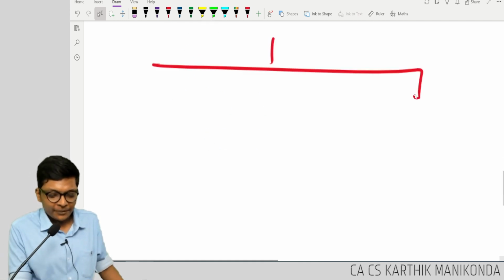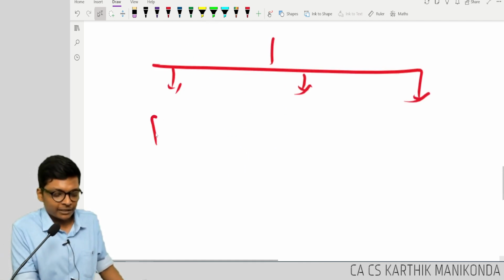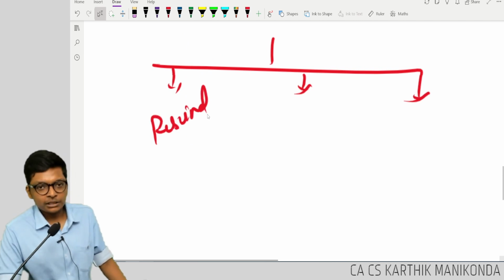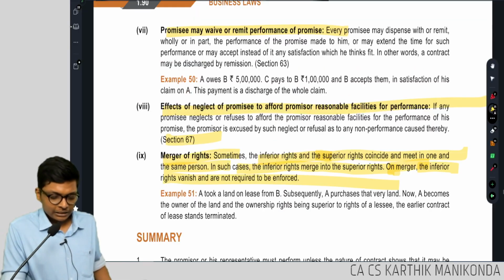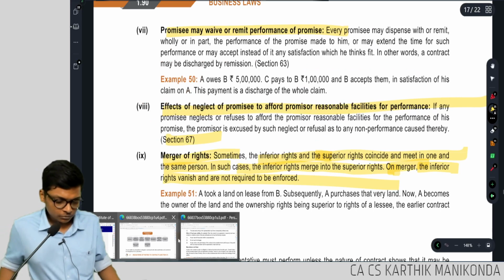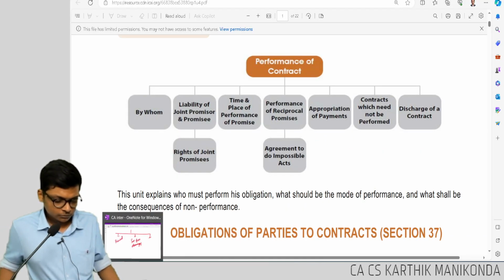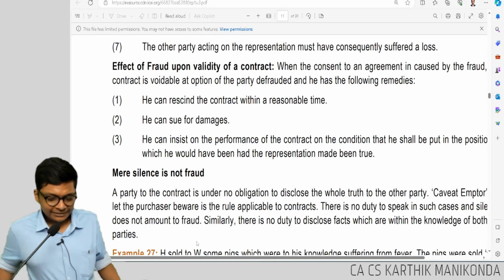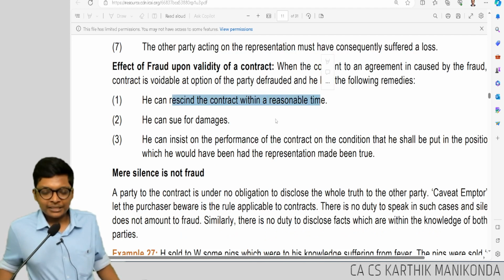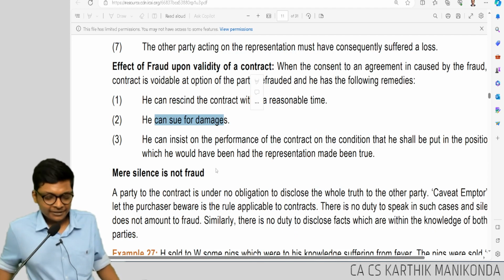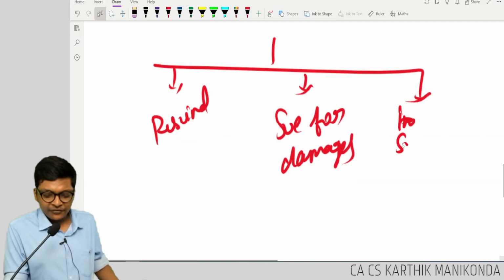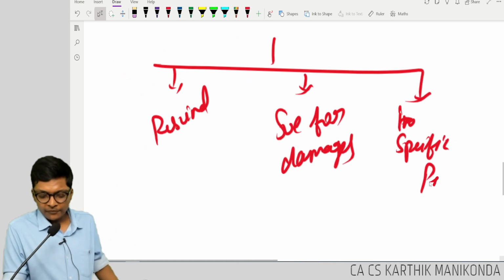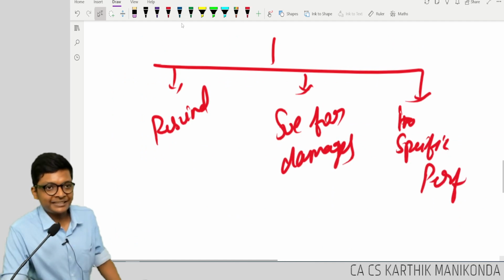Next, when a fraud happens, you have 3 options. One, you can rescind the contract within reasonable time, two, sue for damages, or three, insist on performance. You can ask for specific performance. Are you following? See, I purchased a bike.